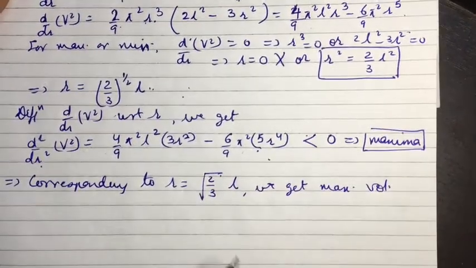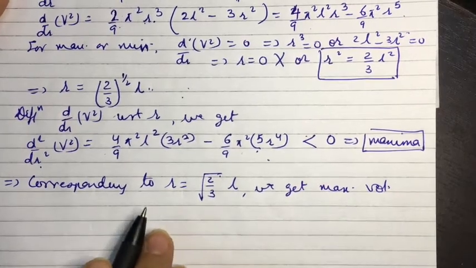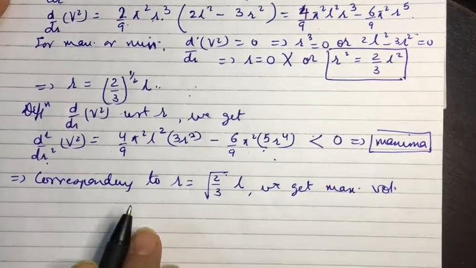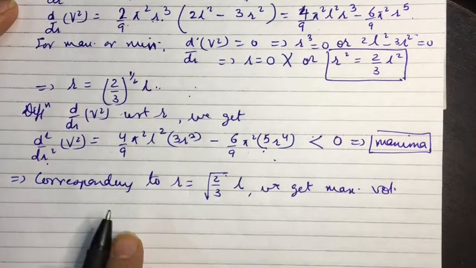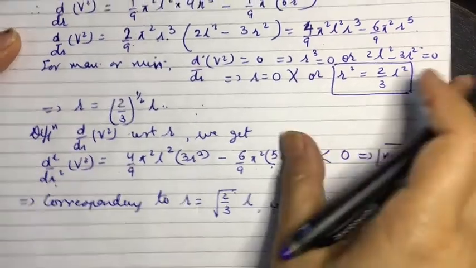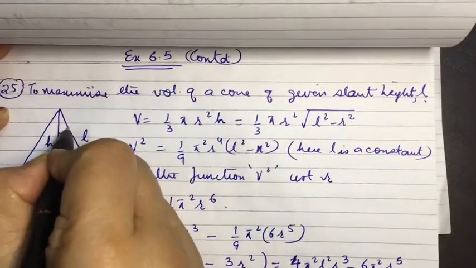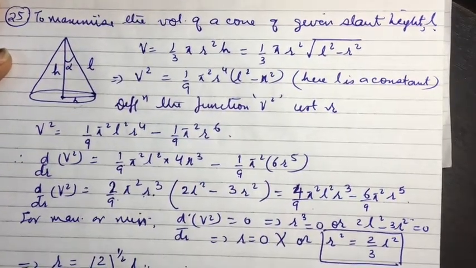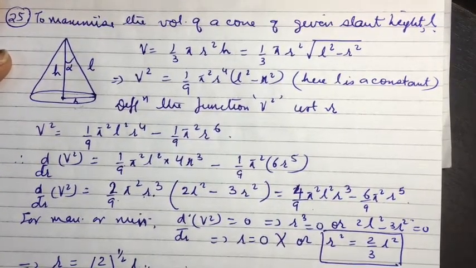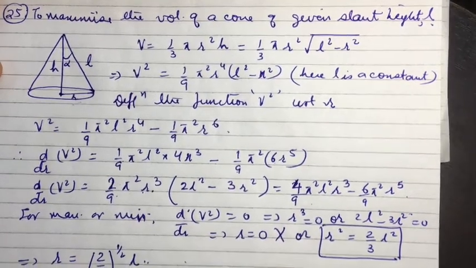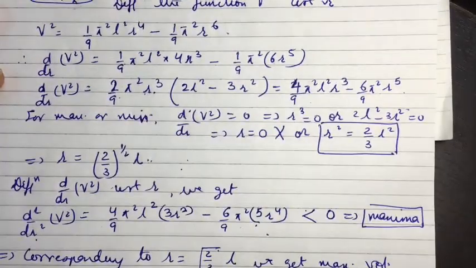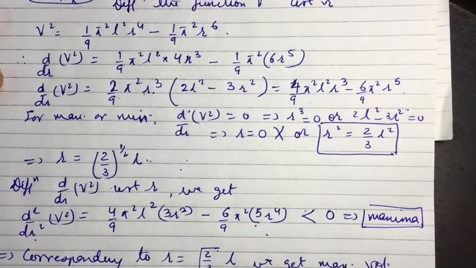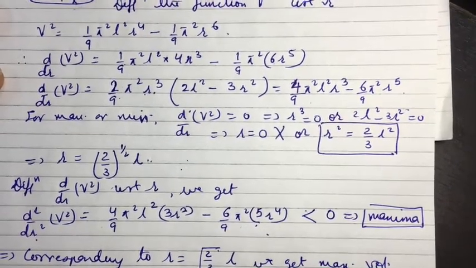Now we have to find the relation for the semi-vertical angle. Let's call it alpha. We observe from the result which is required to be found that the angle is given in terms of tan inverse. So what we do is we find the value of tan of alpha.